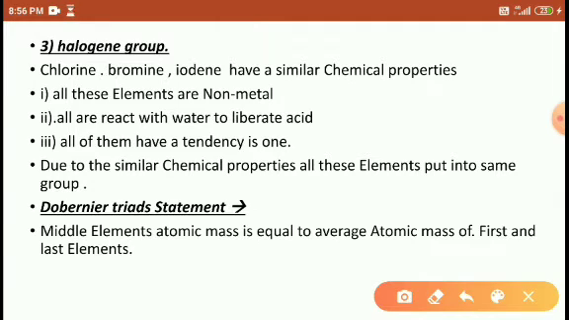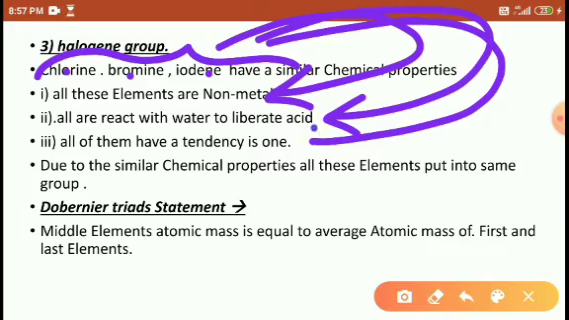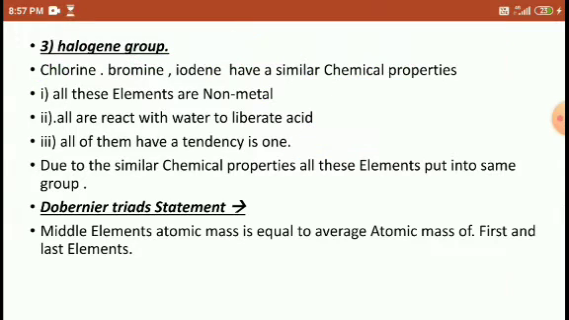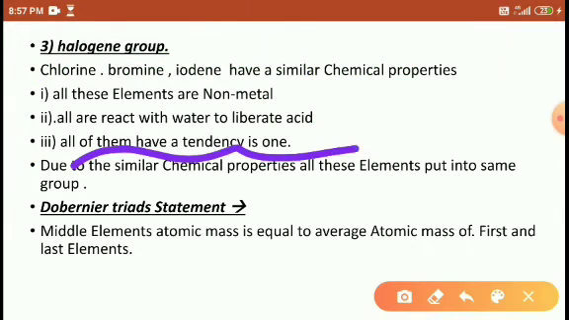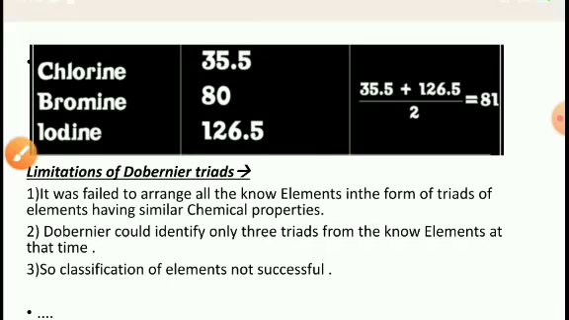Halogens, the third triad he prepared: chlorine, bromine, iodine. Why are these three elements kept in one group? Why is this called a triad? Because they are non-metals, they liberate acids, and they have one valency. So these properties remain the same. In Döbereiner's triad, the middle element's atomic mass equals the average atomic mass of the first and last elements.